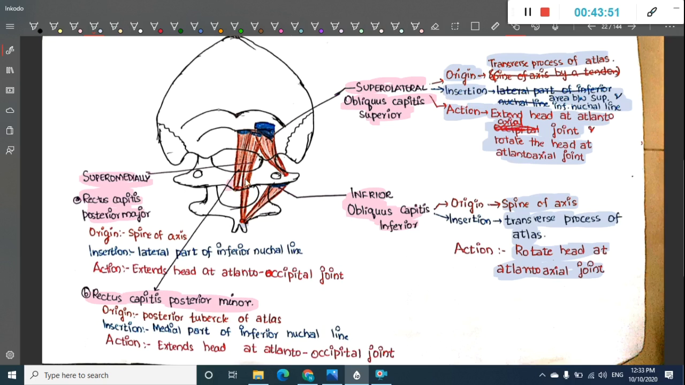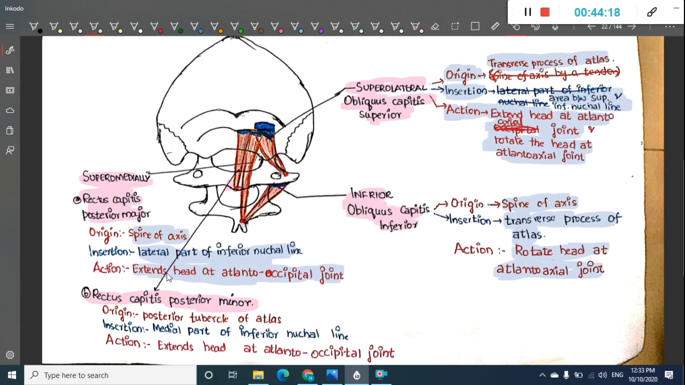Then you have two more muscles superomedially. One is rectus capitis posterior major. It originates from the spine of the axis and gets inserted into the lateral part of the inferior nuchal line, and this will extend the head at the atlanto-occipital joint.